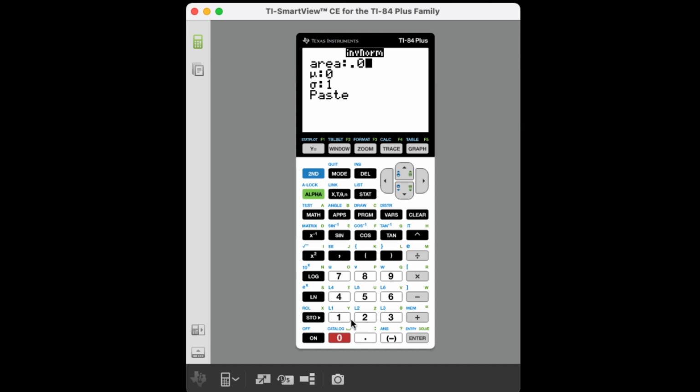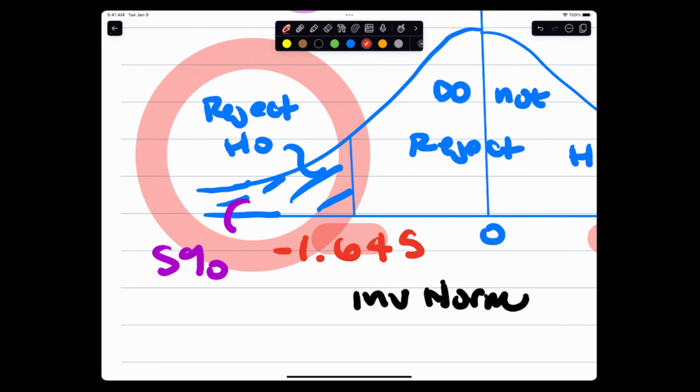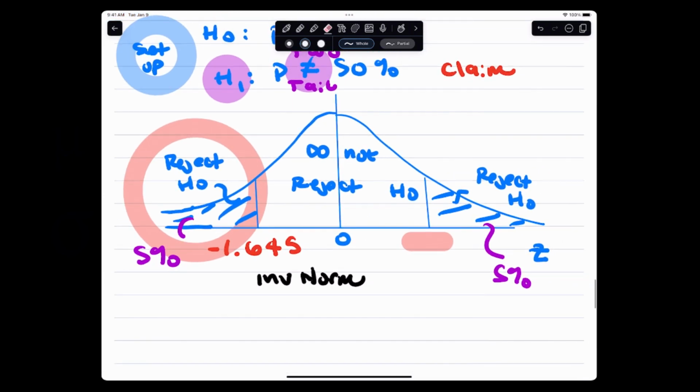So 0.05 is 5%, mu is 0, sigma is 1. Paste that, and what do you guys get? What's this going to be? Negative 1.645. So, ladies and gentlemen, there is your critical value. But there's two. What's the other one because of symmetry? 1.645. So you got a positive and you got a negative here. Two critical values.